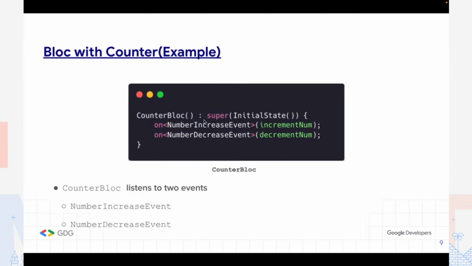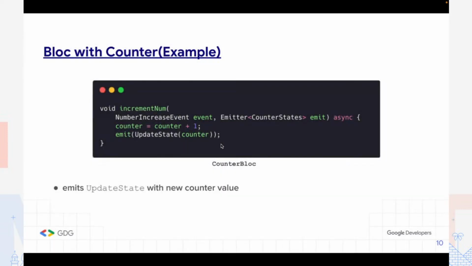If you want to add any other function, like if you want to decrement or increment the counter value by 2, then we can add a number increase by 2 event and have a separate function for it, because obviously it will do some other thing. So we have two functions, increment num and decrement num.